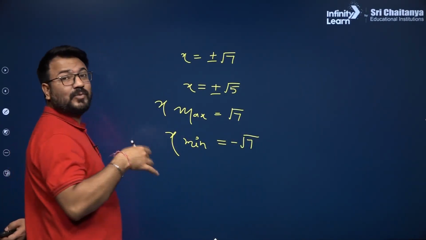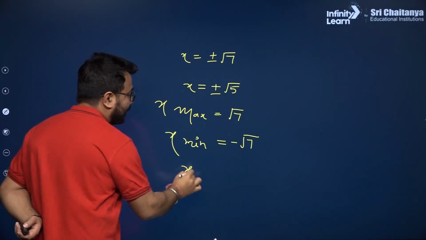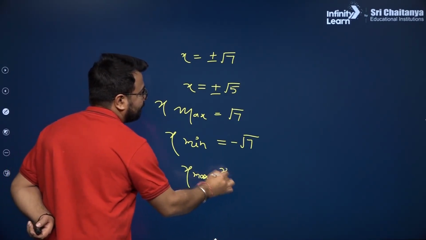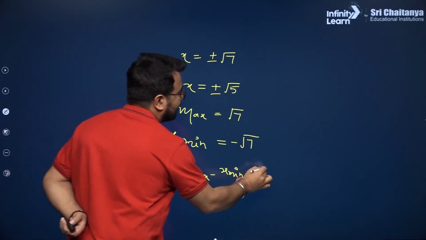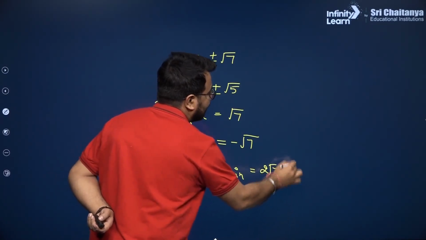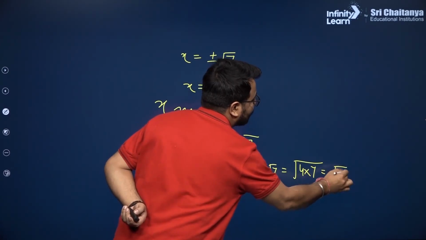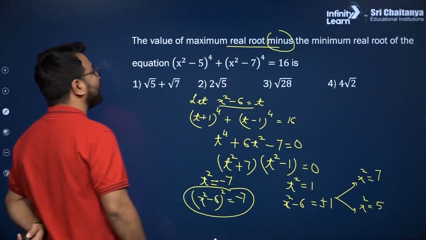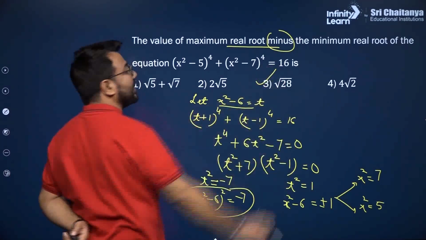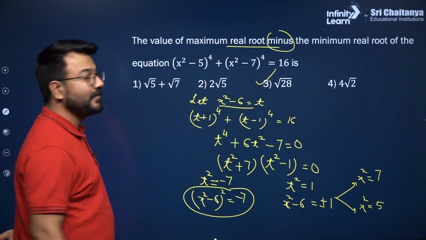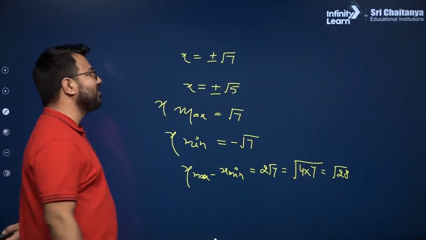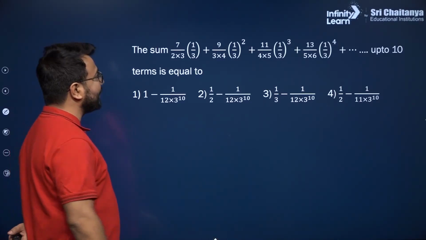Now they have asked us to get the difference. So if I want to get the difference x max minus x min, that difference will be 2 root 7, and this 2 can be taken inside, it will become 4. So the answer will be square root of 28. Square root of 28 is given to us in option C. That is why option C will be the final answer. I hope you are able to understand the solution very clearly. We are moving ahead to the next question.